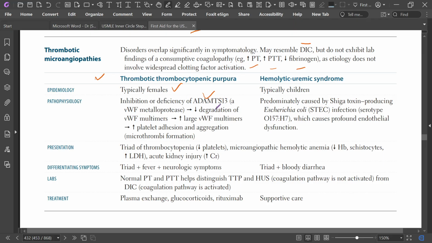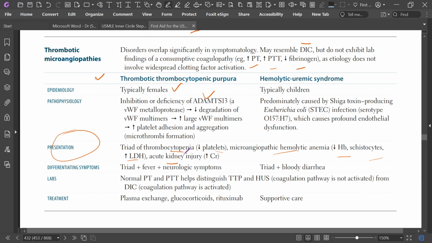There is decreased degradation of von Willebrand factor multimers and increased large von Willebrand factor multimers, increased platelet adhesion and aggregation, and microthrombi formation. Presentation is a triad: anemia, thrombocytopenia, and acute kidney injury. Thrombocytopenia is due to decreased platelets; MAHA, anemia, decreased hemoglobin, increased schistocytes, and increased LDH. These are common features for both HUS and TTP.